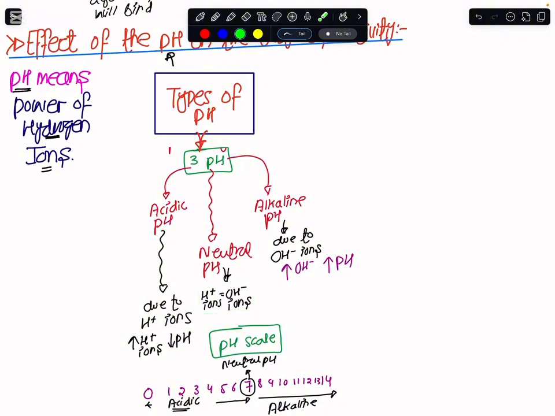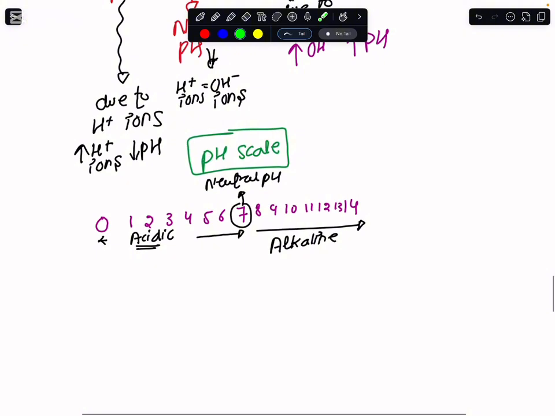So overall, the pH would be neutral, and the neutral pH has a value of 7. The third pH that we need to have an idea of is the alkaline pH, and this alkaline pH is due to OH negative ions. The more OH negative ions we have, the greater the value of the pH, and that would be beyond 7.